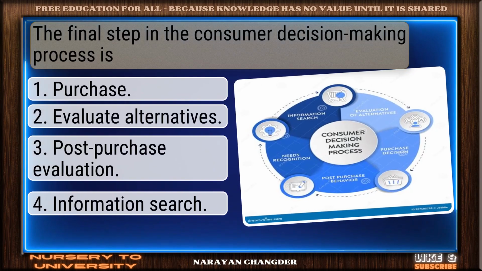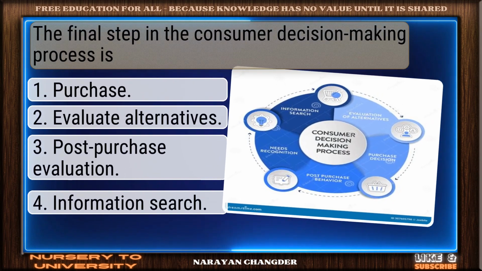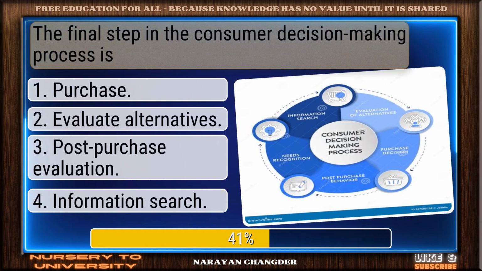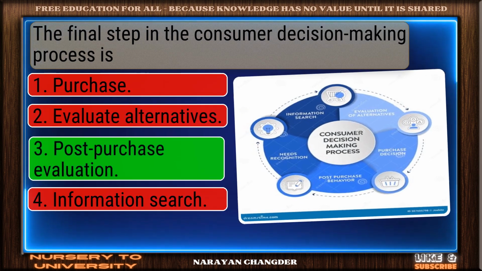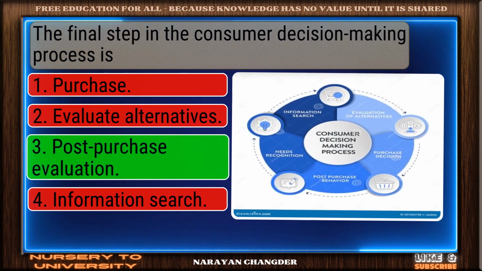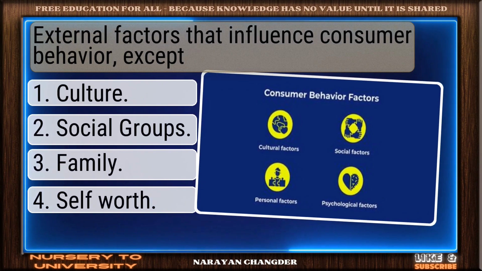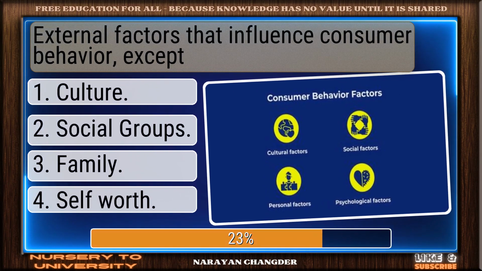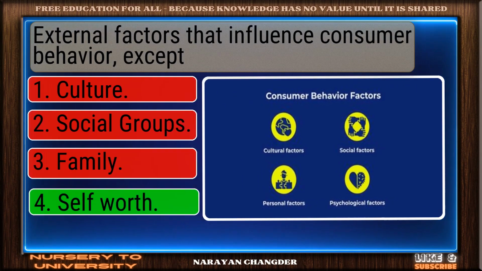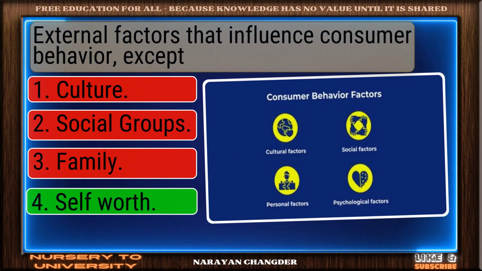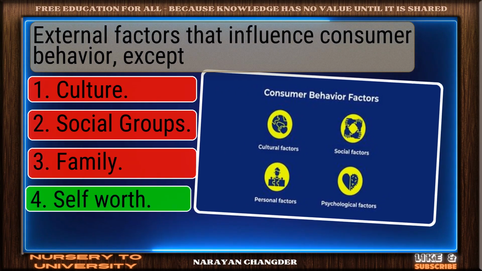The final step in the consumer decision-making process is dash. Bravo. Post-purchase evaluation is the answer. External factors that influence consumer behavior, except dash. Excellent choice. Self-worth is the right answer.